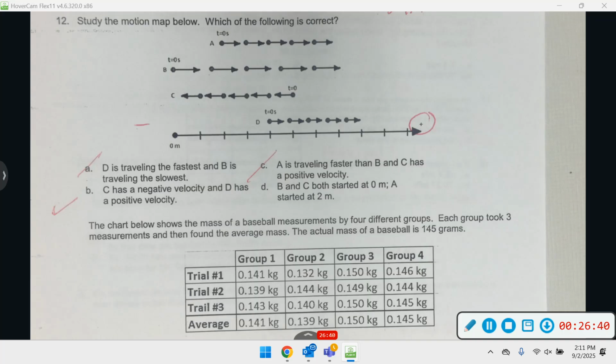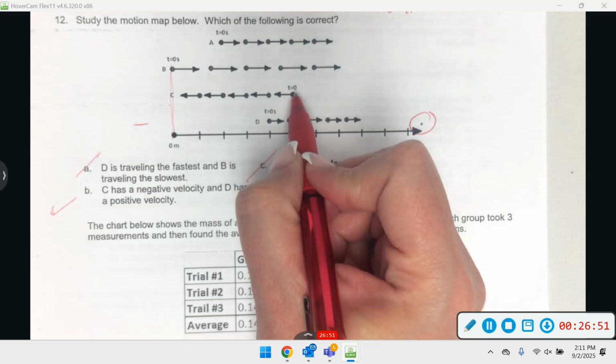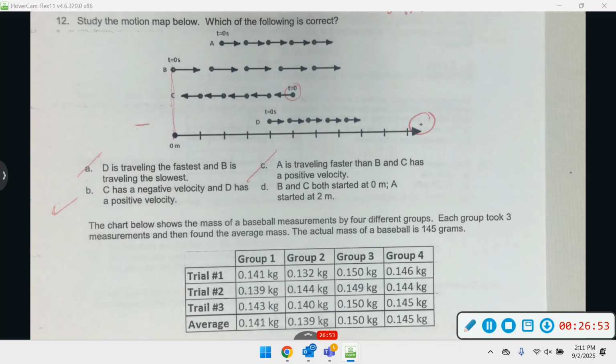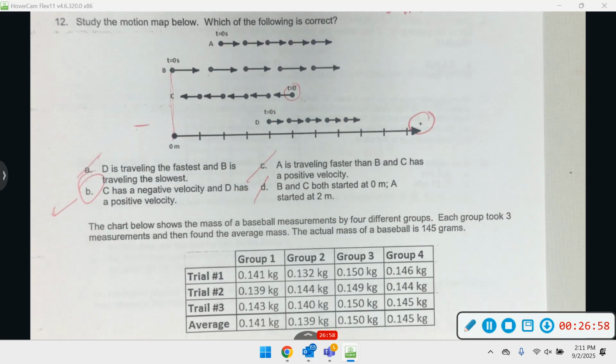And then the last one says B and C both start at 0 meters. A starts at 2 meters. B and C, well, B does start at 0, but C ends at 0. It doesn't start there. C starts over here. So this one's not true either. The answer here should be B, that C is negative and D is positive. Questions about number 12? All right, 13.